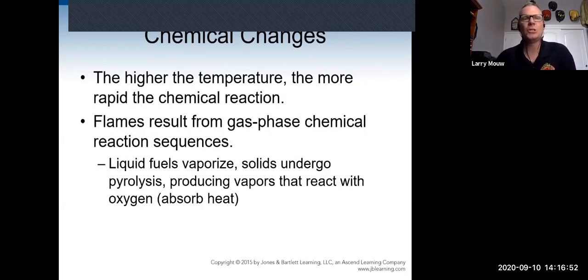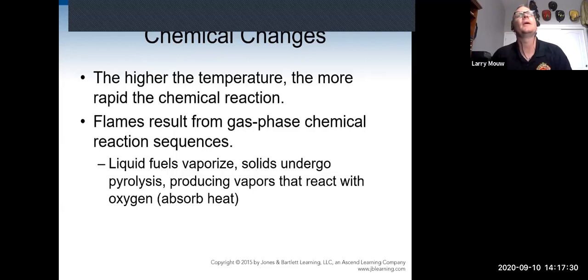Some things about chemical changes: the higher the temperature, the more rapid the chemical reaction. And flames result from the gas phase chemical reaction sequence. A liquid fuel must vaporize for it to burn. A solid fuel undergoes pyrolysis in order to burn, producing vapors that react with oxygen. Gasoline in and of itself will not burn, but the vapor it gives off when it vaporizes is what burns. As it burns those vapors, it continues to heat up the liquid underneath and continues the process until either there's not enough oxygen or that liquid is completely vaporized and burned up.